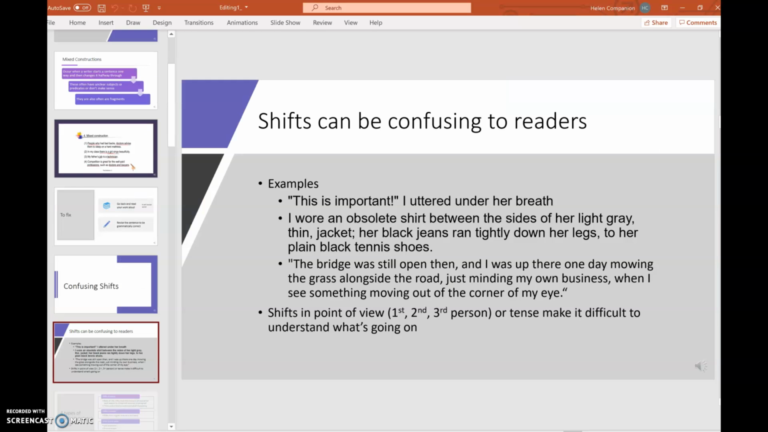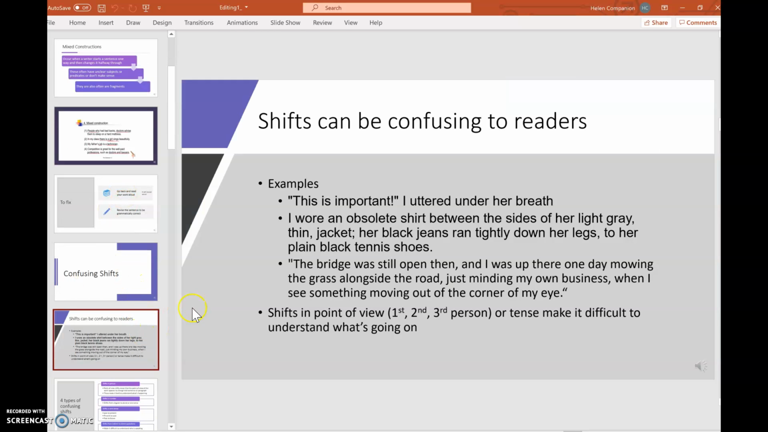The second one, which I see a lot more of, is confusing shifts. Here are some examples, and these are from a student essay. They're not a student in my class. They're a student in a different class, a friend of mine's class. So this is important: "I uttered under her breath." We know the I is uttering, but how can she utter under someone else's breath? That doesn't really make much sense.